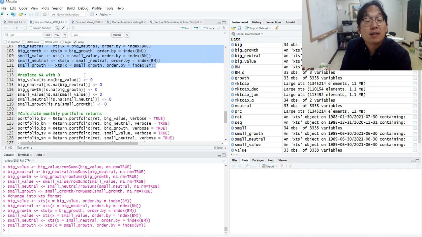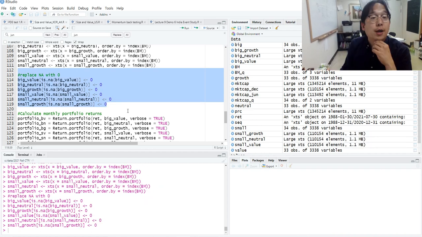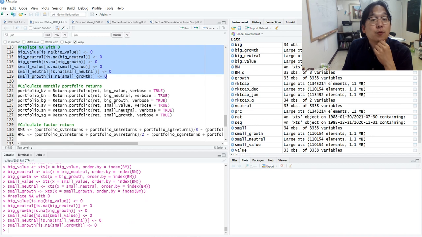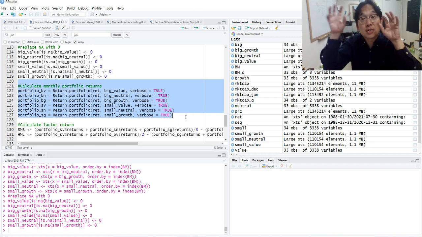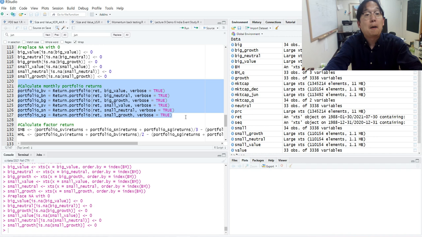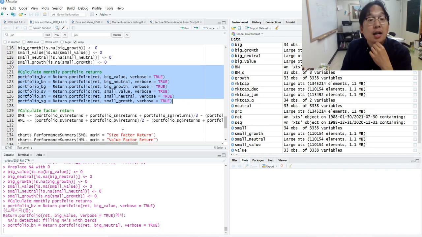Replace NA, the missing value, with 0. We replace missing values with 0, and then calculate monthly portfolio returns. Portfolio of what? Big value, big neutral, big growth. Those 6 different portfolios, returns. And then calculate factor returns. How do you do that?